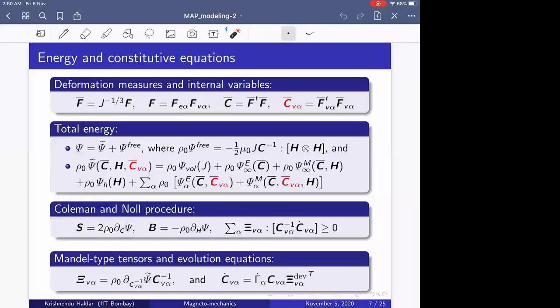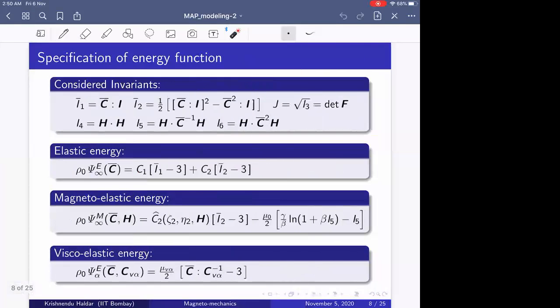Now, as this is a dissipative system and we are using an internal variable approach, there are evolution equations of C_v alpha, your internal variables, of which one possible form is the way we are presenting here. I'll discuss this particular form in a little more detail, and obviously there are other possibilities of expressing your evolution equation. And this is nothing but a Mandel type of stress tensor.